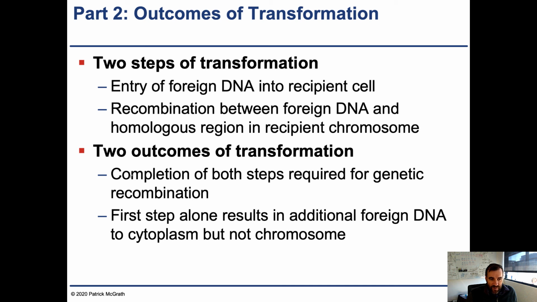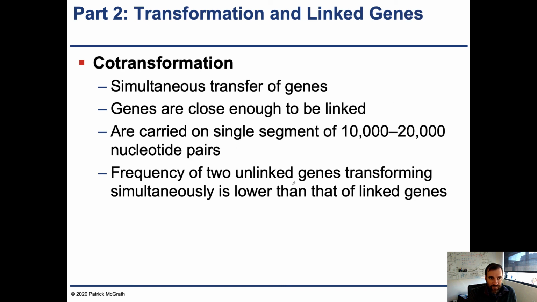So you have to both import the linear DNA, and then you also need to have some sort of recombination in order to have a permanent change in the recipient cell's genotype, which requires homology. And then co-transformation is an analysis of how frequently two genes are exchanged together, when you have multiple genes that are exchanged.